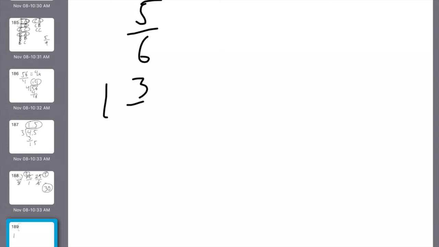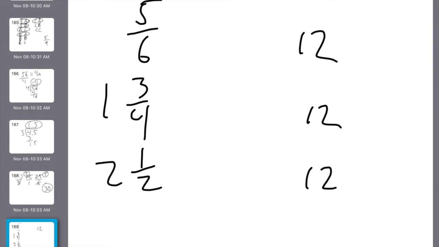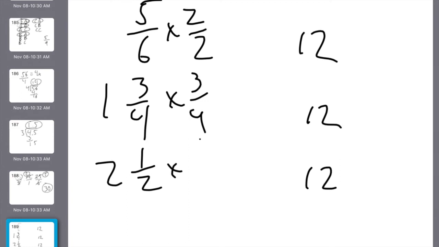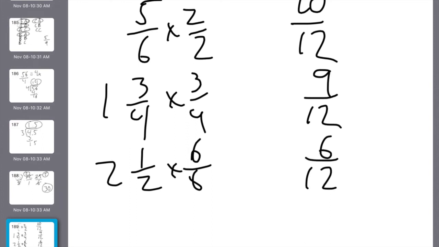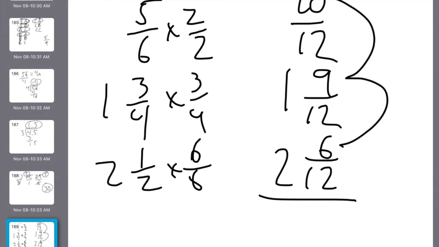Number 23, we're adding 5/6 plus 1 3/4 plus 2 1/2. I have to find common denominators of 12. This is times 2 over 2. This is times 3 over 3. This is times 6 over 6. 5 times 2 is 10. 3 times 3 is 9. 1 times 6 is 6. Don't forget your whole numbers.